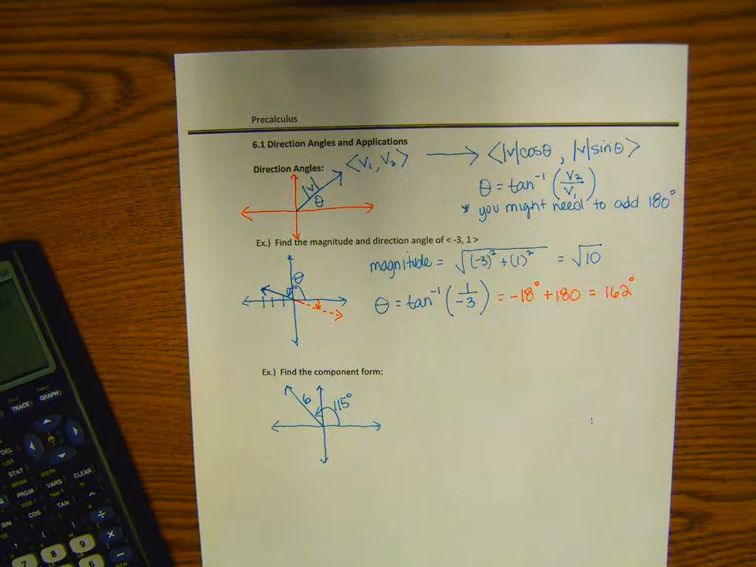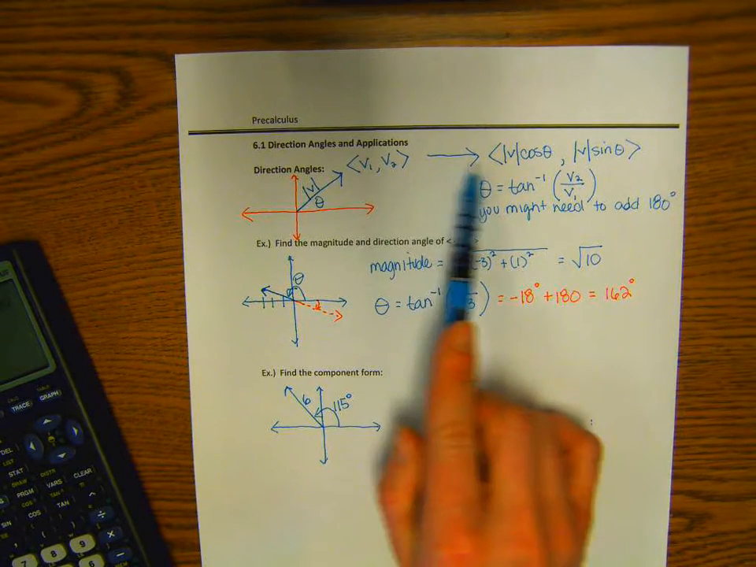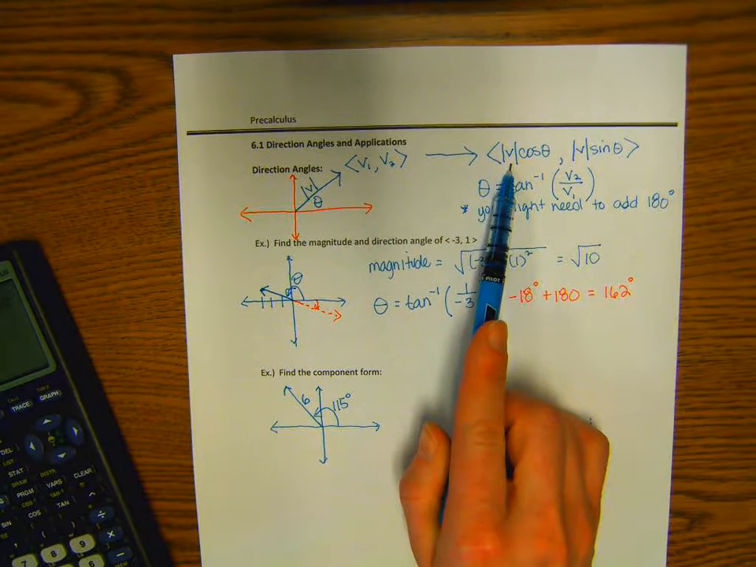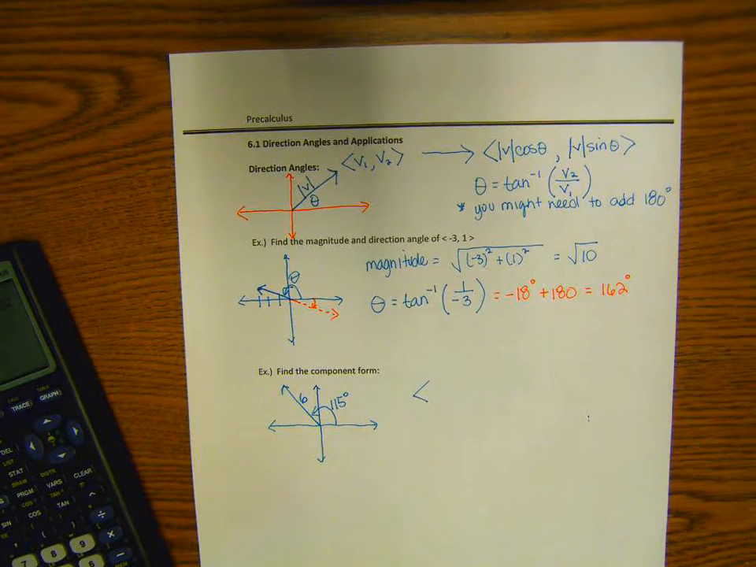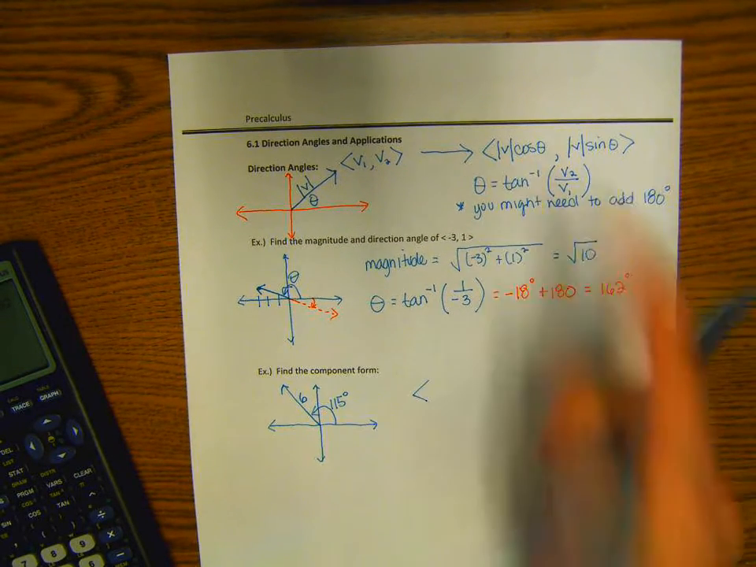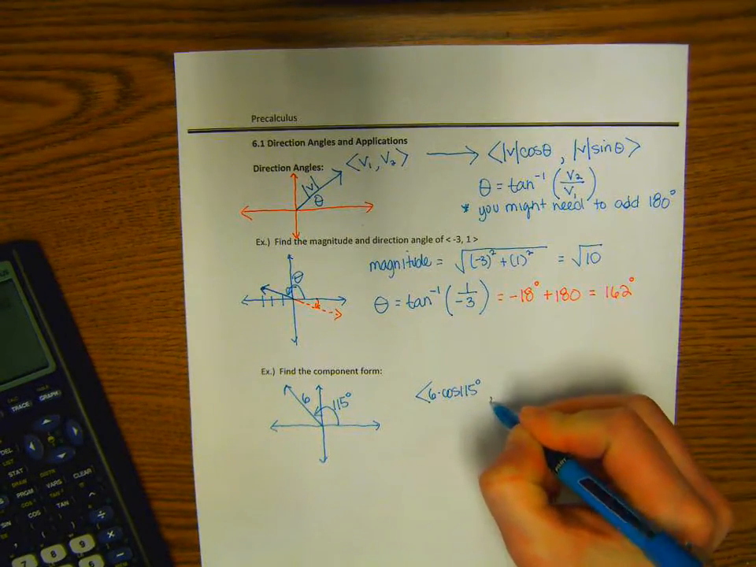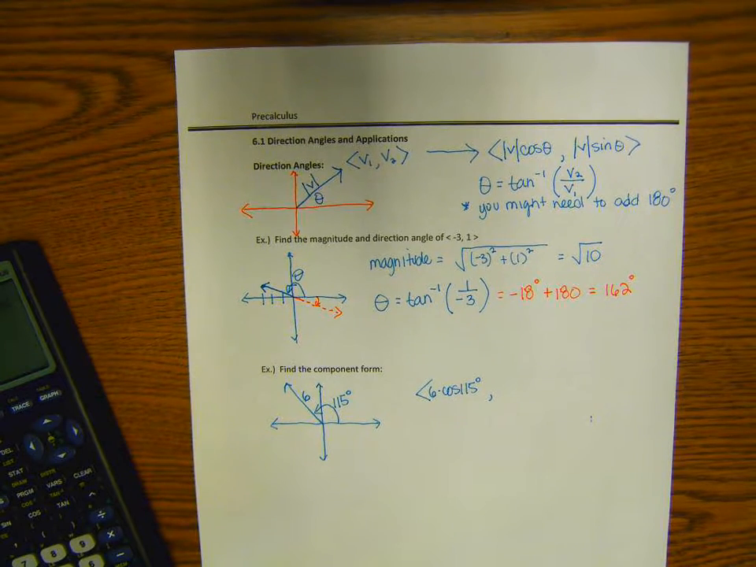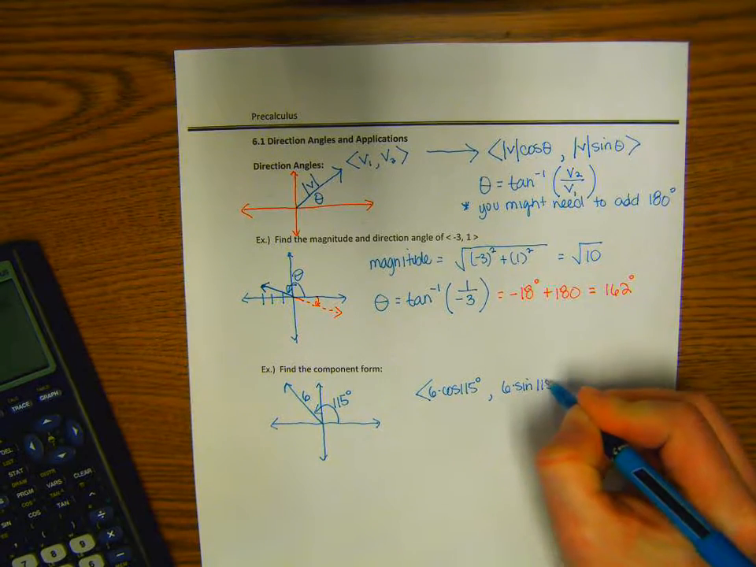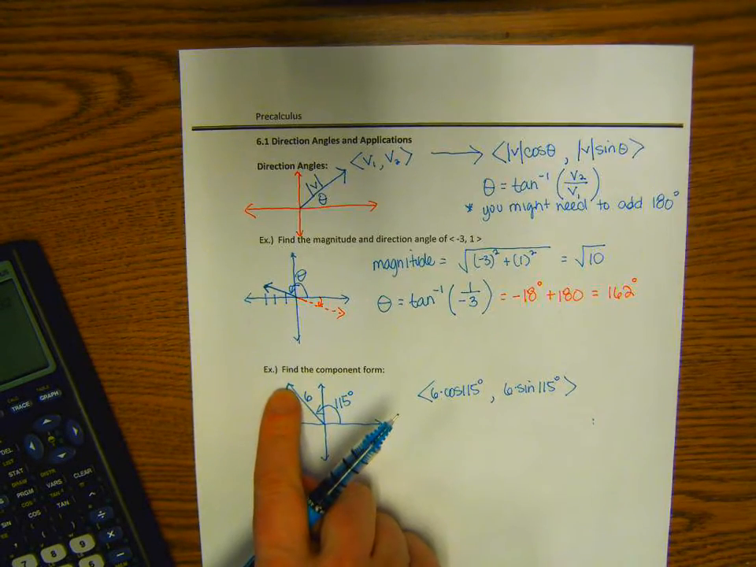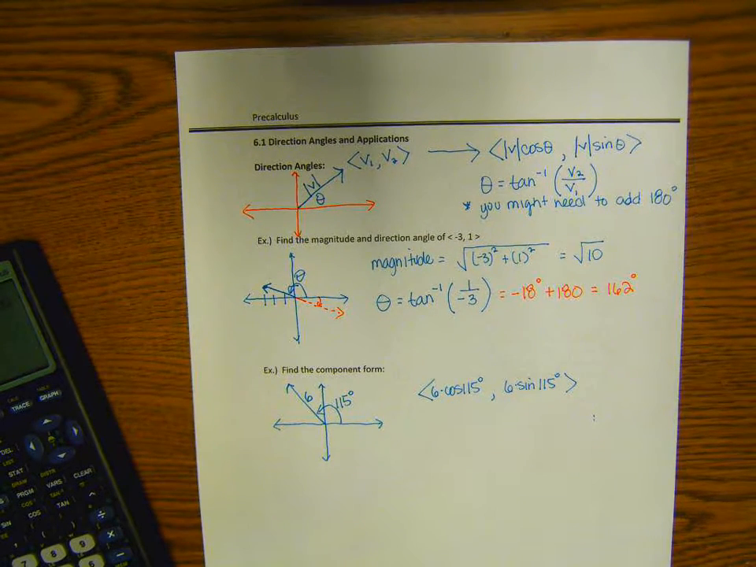Up here I wrote if we wanted to find the components and we knew the magnitude and we knew the angle, this is how we're going to do it. To find the first component, I'm going to take the magnitude, which is 6, times cosine of the angle. I'll punch that in my calculator in a second. And then I'm going to take the magnitude times the sine of the angle. And then we're going to double check that it looks like that ordered pair is where the terminal point is. Alright, so can you do that for me?